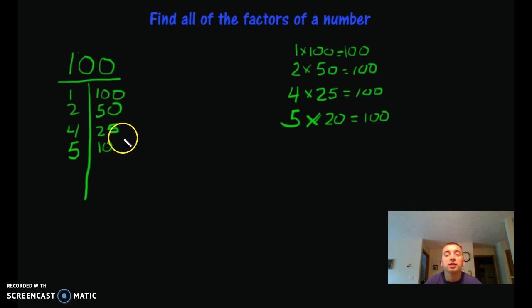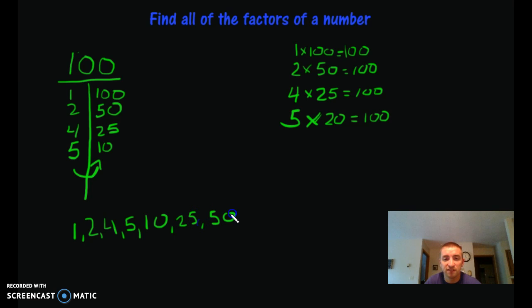6 doesn't work. 7 doesn't work. 8 doesn't work. 9, I add them all up, 1 divided by 9, nope. So I get to 10, and it's there. So my factors of 100 are 1, 2, 4, 5, 10, 20, 25, 50, and 100. So that is how I find all the factors of a number.